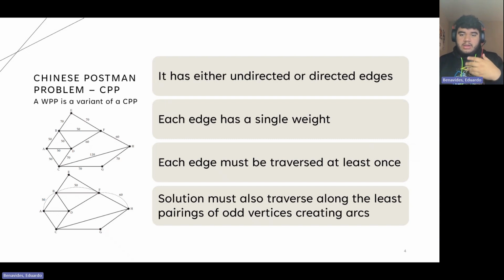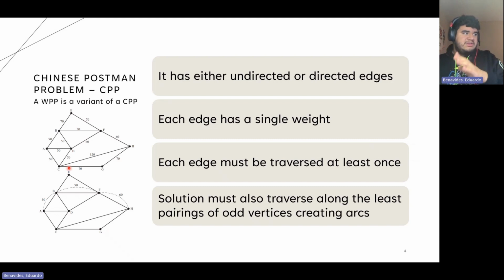Looking at the little example I have to the left here, the Chinese postman problem either has undirected or directed edges in the graph, and each edge has a single weight. For the solution, you must find a minimum path where you traverse each edge at least one time, and you must traverse along the least pairings of odd vertices, which creates arcs. And you must return to your origin point.